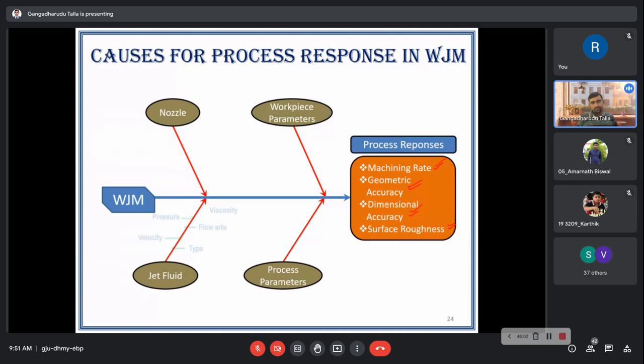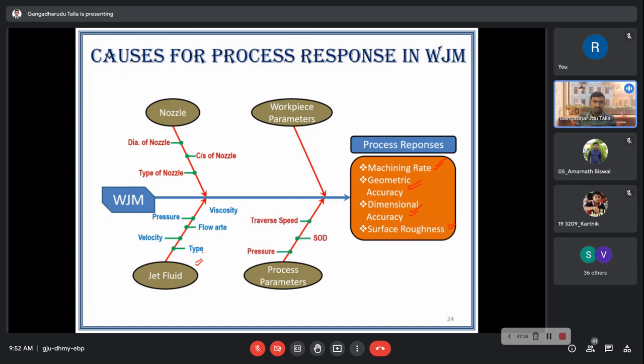Now, if you subdivide those, for the jet fluid, what is the type, whether it is water or any other liquid? What is the velocity of the jet? What is the pressure? What is the flow rate? What is the viscosity? These are the parameters related to the fluid. Now coming to the nozzle, what is the diameter of the nozzle? What is the cross section shape? What is the type of the nozzle, whether you are using sapphire, tungsten carbide, etc.?